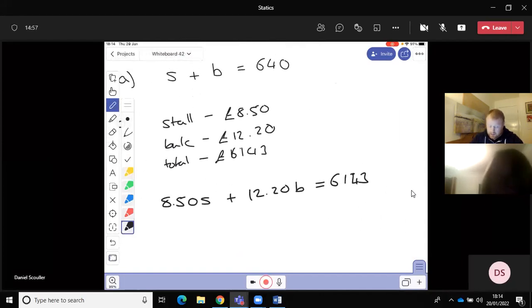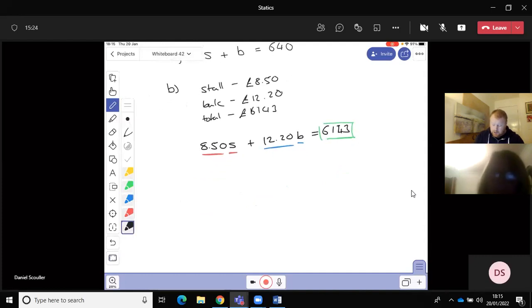So what that's telling me is, if we sell all the stall tickets at £8.50, and we add on all the money we take from the balcony tickets, which cost £12.20, we're going to end up with that total. Nice and simple. All the information's there for me. It's not trying to trick us. Seems pretty reasonable.